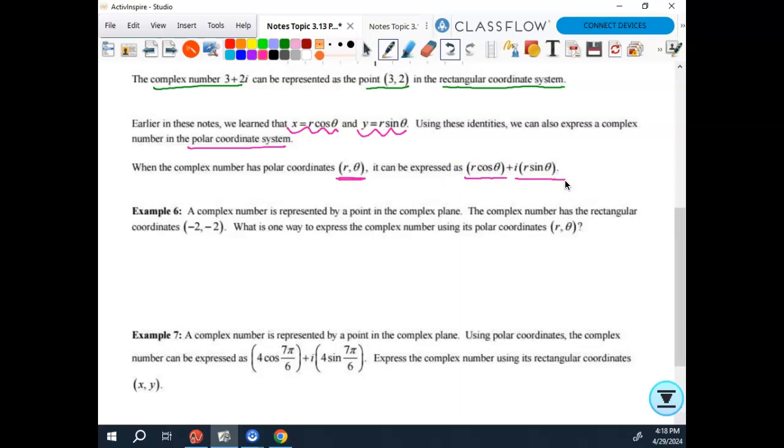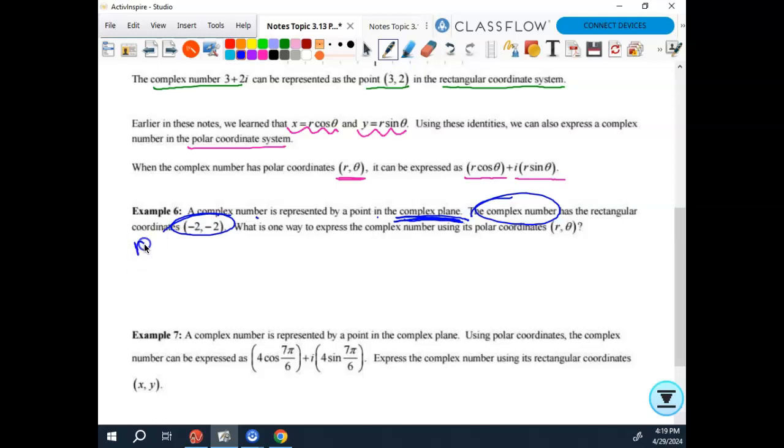Okay, so here we go. This says a complex number is represented by a point in the complex plane. The complex number has the rectangular coordinates of -2, 2. So this is different than just straight up converting from polar to rectangular, right? But we still have to know some things about it. We need r cosine theta, r sine theta. So I need r and I need theta. So to find that, we're going to find it the same way.